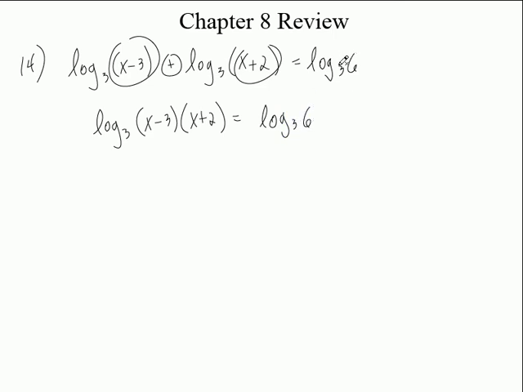Look, don't try to change this with the change of base theorem and get a number for it. Why not? That's right. The log base 3 goes with the log base 3, so basically I just set these equal to each other. Alright? So now let's multiply these together. What's that going to be? It's going to be x squared plus 2x minus 3x, which is minus x, and then minus 6, and that equals what? 6. Subtract 6 from both sides.